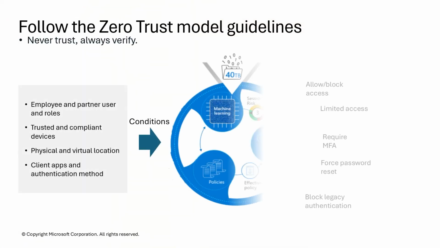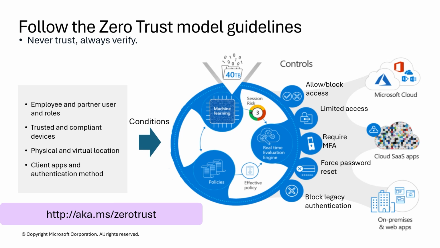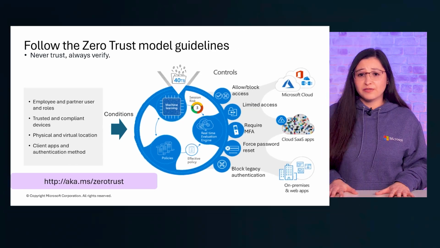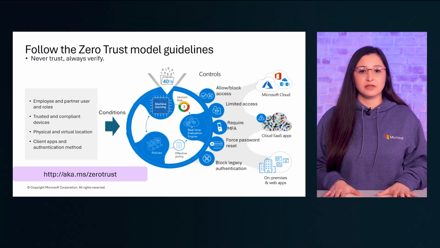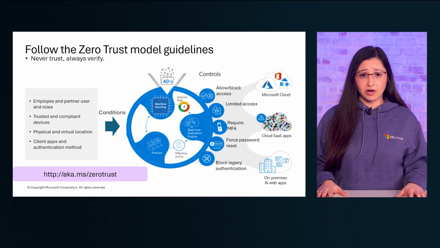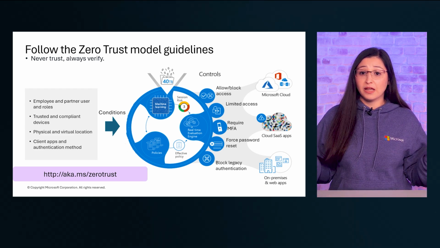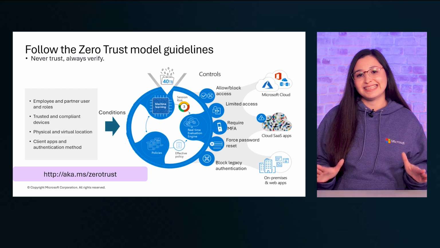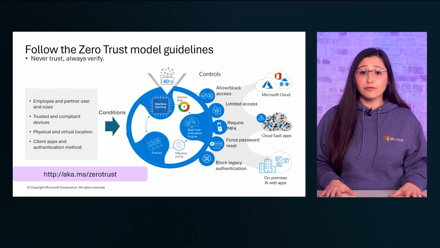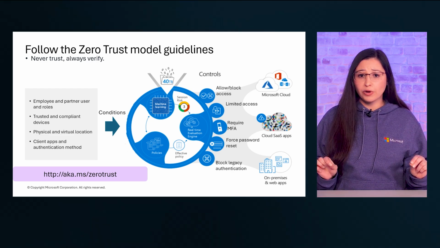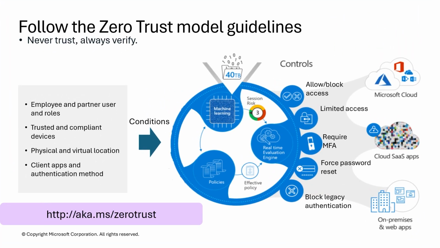Times have changed. For years, security was built around a simple idea. If everything is behind a firewall, it must be safe. We used to say, trust but verify. But today, the reality looks very different. Our people are mobile, our apps live in the cloud, and our data is everywhere. The old perimeter just doesn't exist anymore. And if we want to reduce risk, we need to flip our thinking.